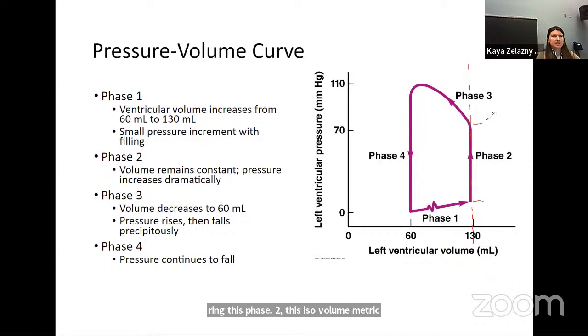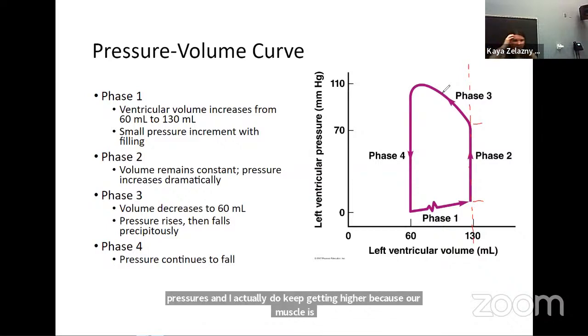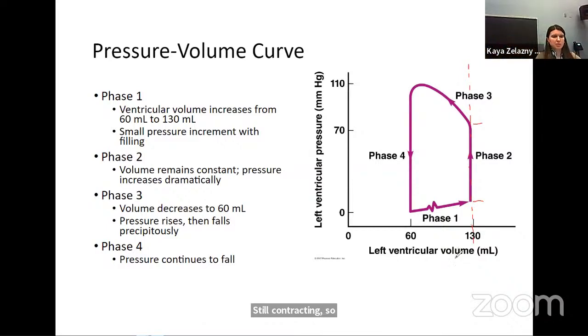Now, as we enter phase 3, this is when the pressure has gotten high enough that our aortic semilunar valve opened and blood starts to escape the heart. So during our ventricular ejection phase, we still see high pressures, and they actually do keep getting higher because our muscle is still contracting smaller and smaller.